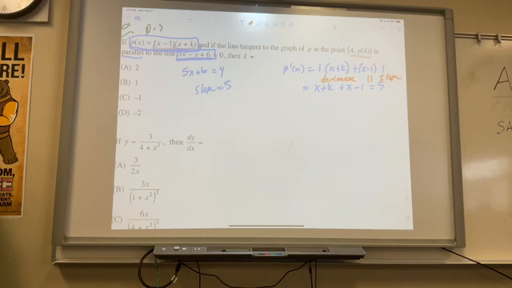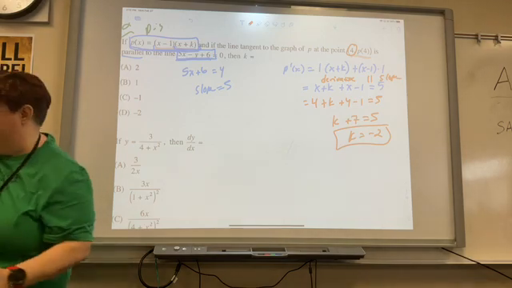Any idea what I could plug in for x? 4? Yeah, because it says it's at that point. So if I plug in 4 plus k plus 4 minus 1 is 5. So it's 8 minus 1 is 7. Let's freaking go, Andrew. K is -2. Favorite ever. Okay, thank you. We're just barely started.